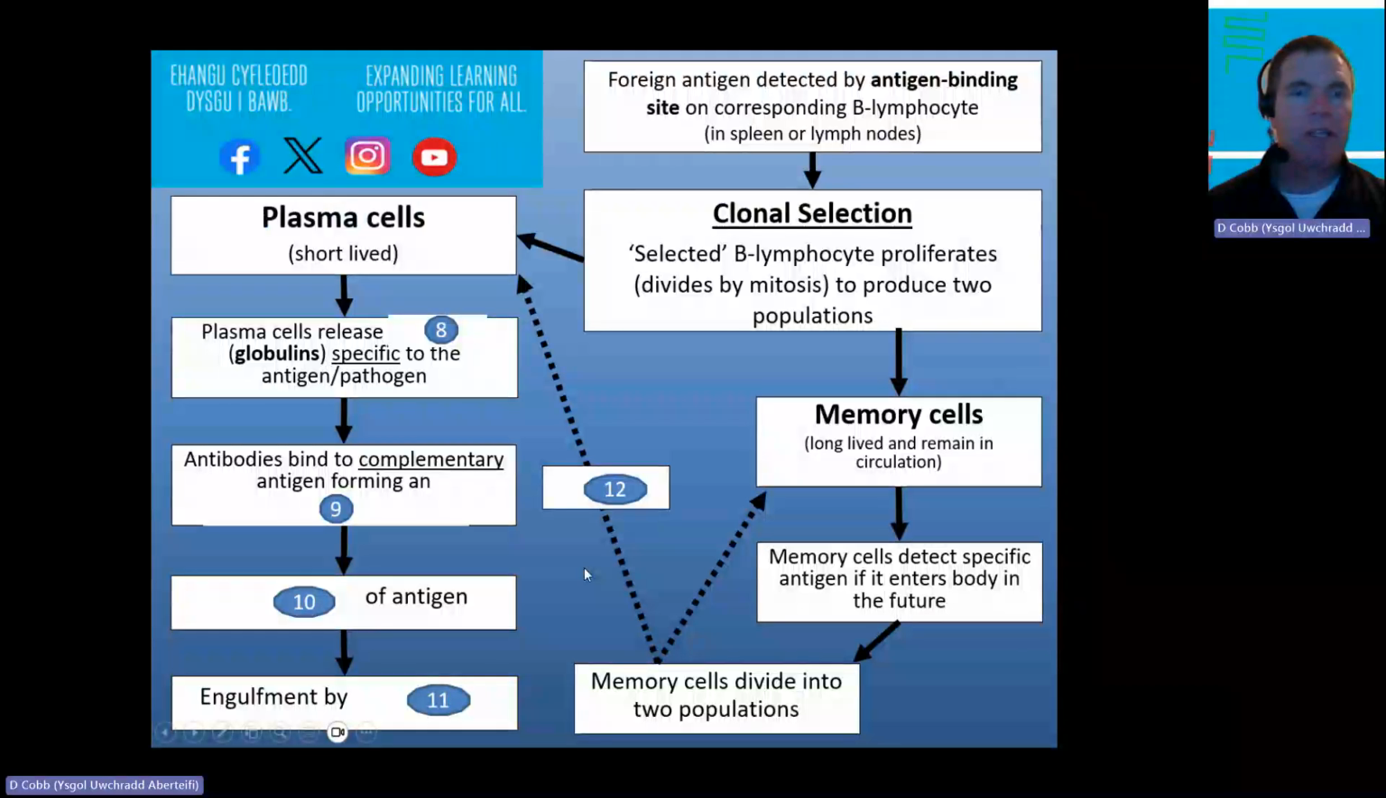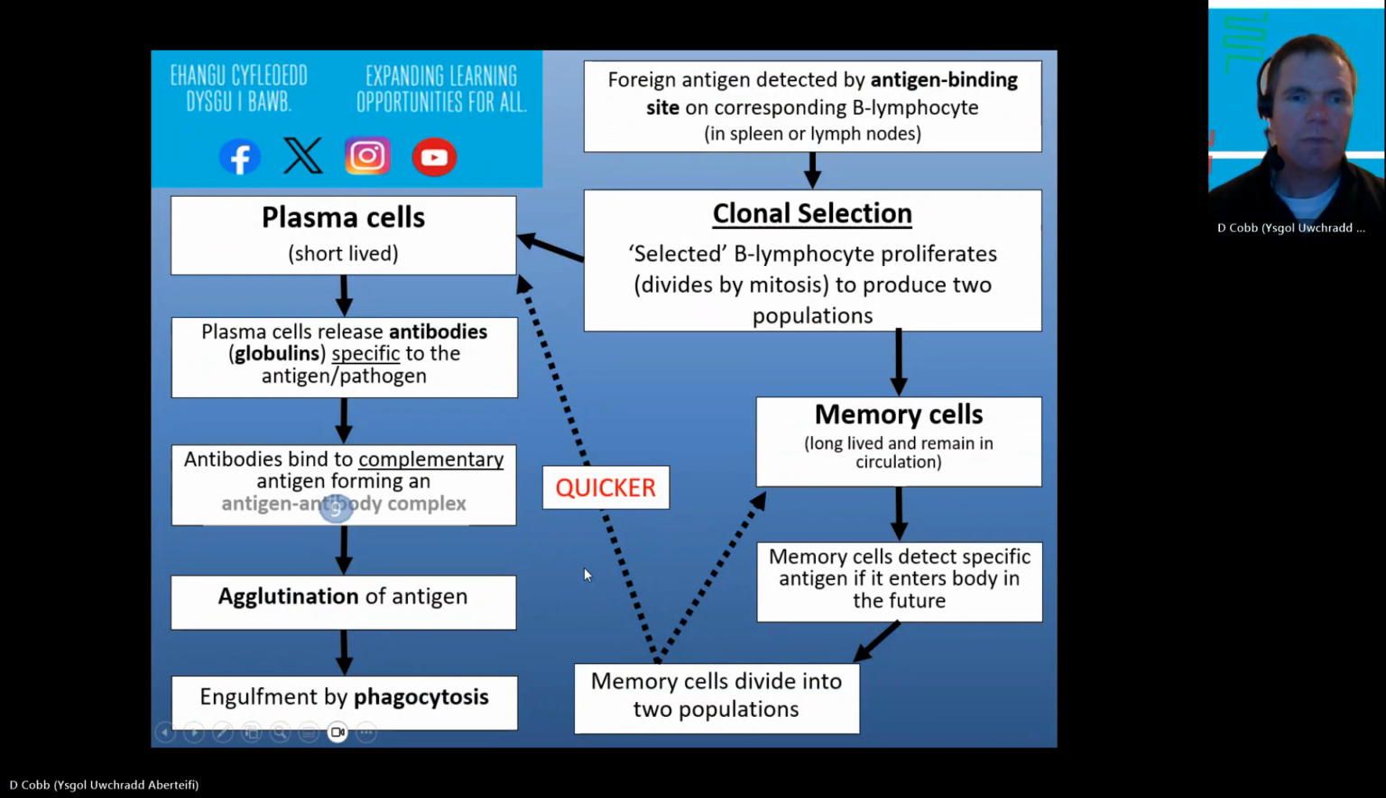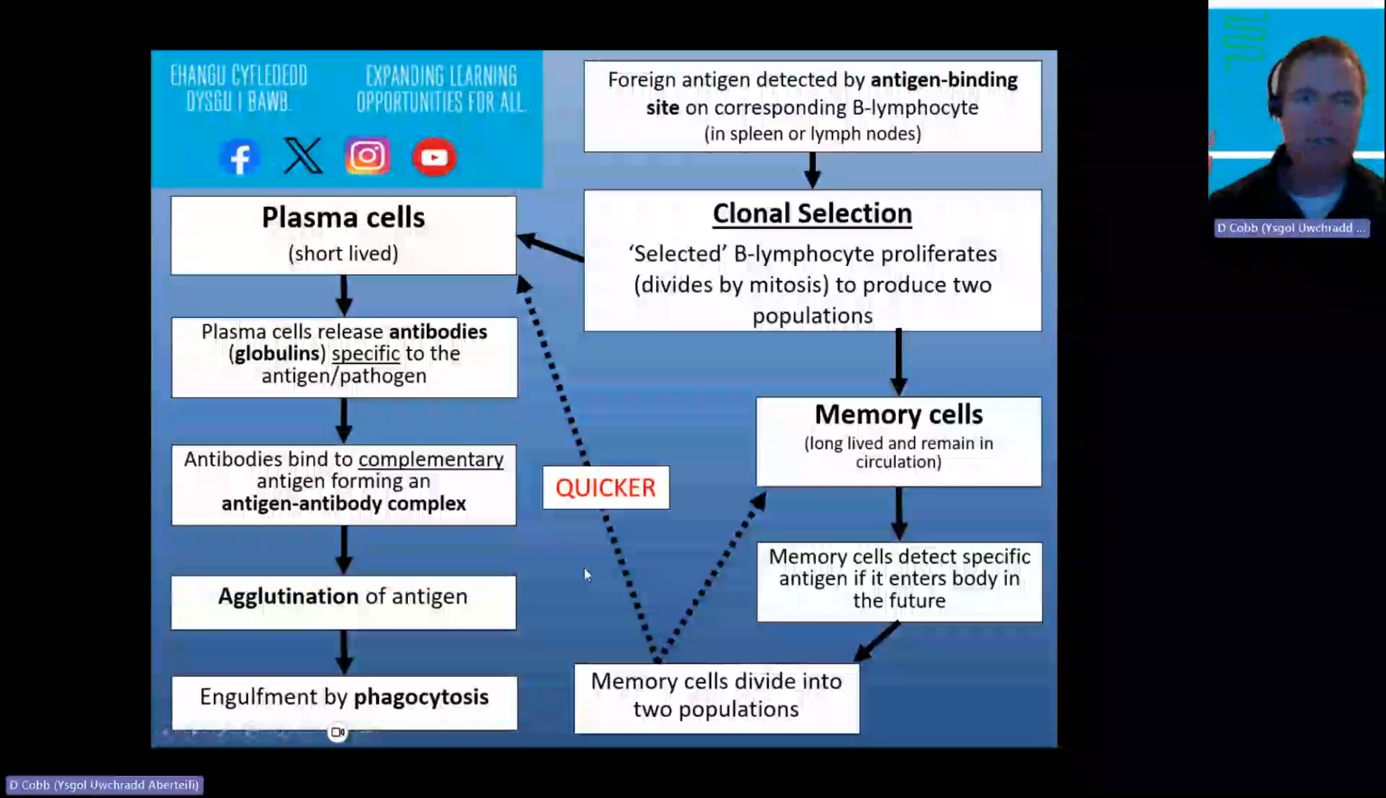Over to number 7 there, am I right? Yeah, so plasma cells release the antibodies, number 8, specific to the antigen. The antibodies bind to the complementary antigen, forming 9. Have I missed one there? I've missed 9, sorry. An antigen-antibody complex.